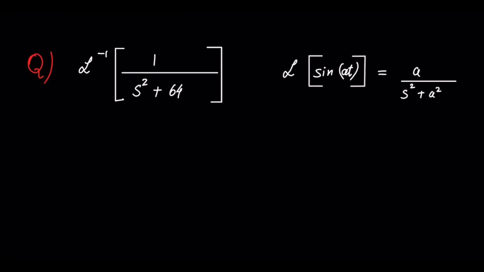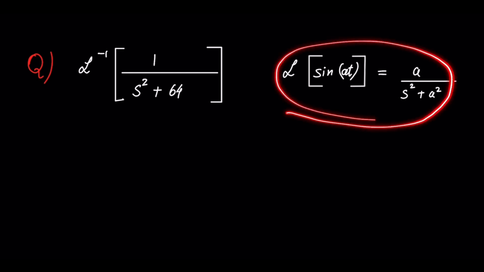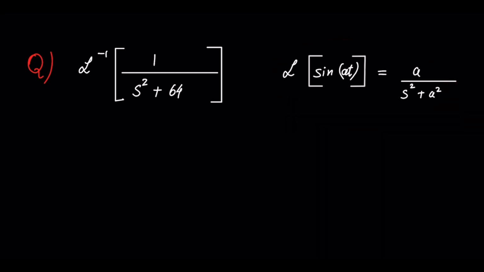Now let's take a look at another example and find its inverse Laplace transform. Looking at the expression, we notice something important. There is no s in the numerator, which gives us a hint that this matches the form of the sine formula. Remember, the Laplace transform of sine is this, and now we are going to try to match our expression to this form.